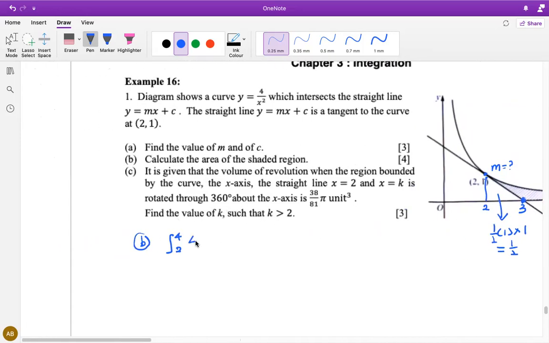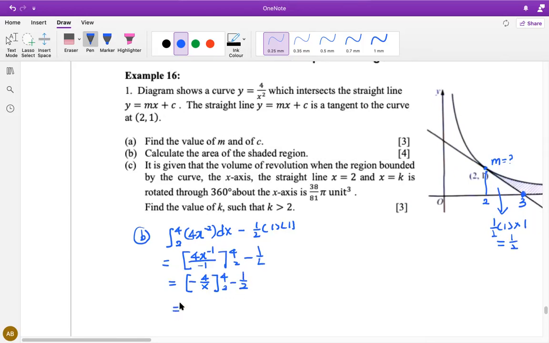Okay, so 4 over x squared will be 4x to the power negative 2 dx, and then you minus 1 over 2 times 1 times 1 for the area of the triangle. Therefore, if you integrate, you get 4 times x to the power negative 1 over negative 1 from 2 to 4, minus half. So you get negative 4 over x. We haven't substituted yet, we still simplify.